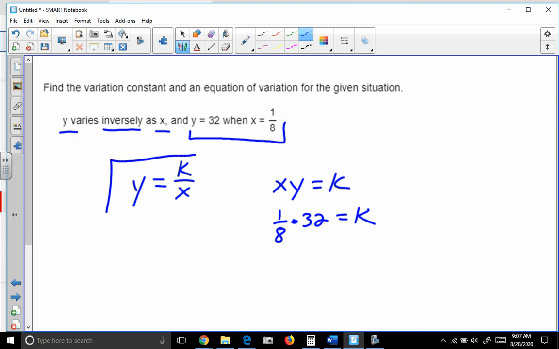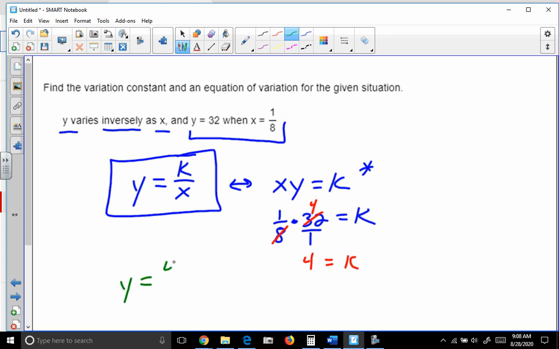You may want to use this one as your general equation of variation, but if you're looking for k, notice this one has k by itself, and we said those equations are equivalent to each other. So this keeps us from having to move things from one side to the other. So we're multiplying fractions, so we need to make 32 a fraction. 8 goes into 32 4 times, so 1 times 4 over 1, so k is 4. So that one makes y equal 4 over x. That's our equation of variation.